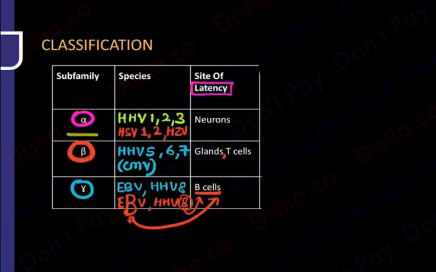So simple, we have alpha, beta and gamma subfamilies. Alpha has 1, 2, 3, then 4 and 8 go under gamma and the remaining numbers come under beta. Let's begin one by one.